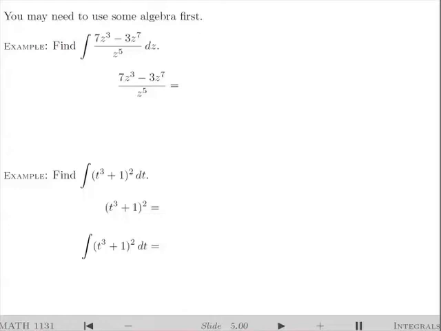Welcome. In this session, we are going to look at a couple of more examples related to the power rule. Both of these illustrate the need to do some simplification before you can apply the power rule. If you have a fraction and the denominator consists of a single power of the variable, or perhaps a constant times the power of the variable, then you can distribute the denominator and then use the power rule.